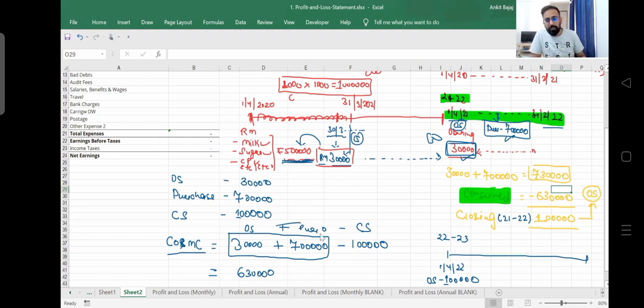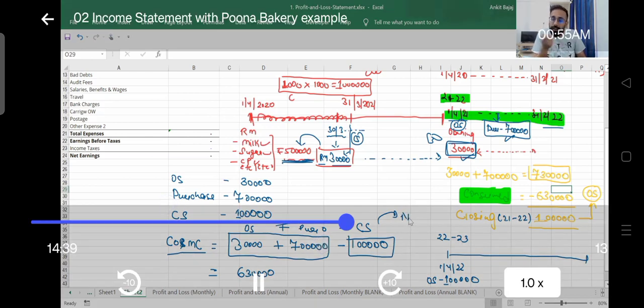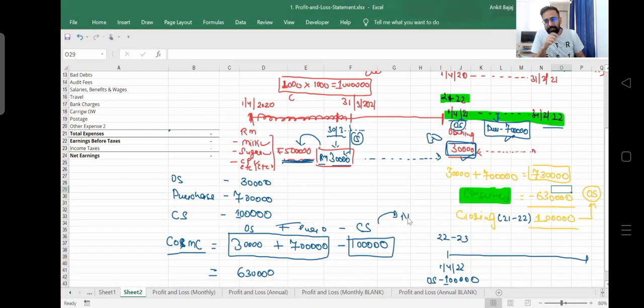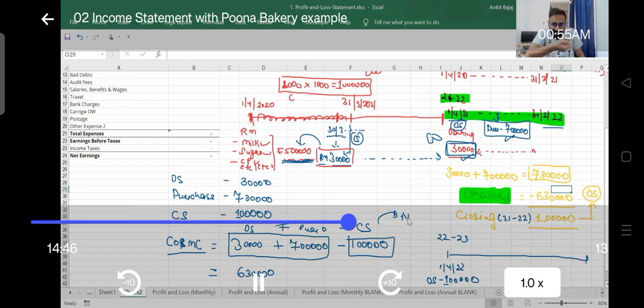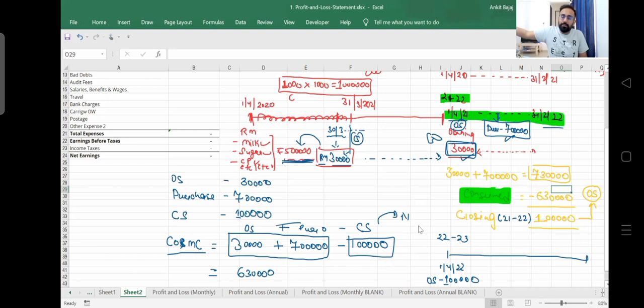So if you see there is a closing stock of rupees 1 lakh, this is going to be the opening stock for next year, right? And this expense is going to be incurred in next year. Right now we have paid the cash, but this stock is going to be consumed next year. So that is the reason we are excluding this stock. We'll be showing this as a cost in next year. That is the reason we are excluding it from cost of material.